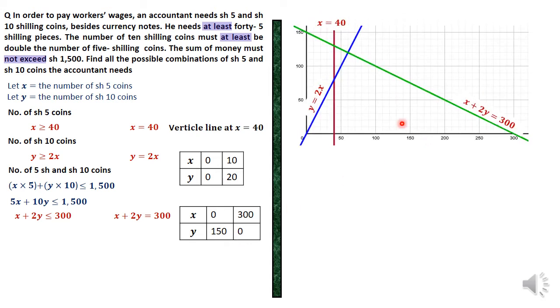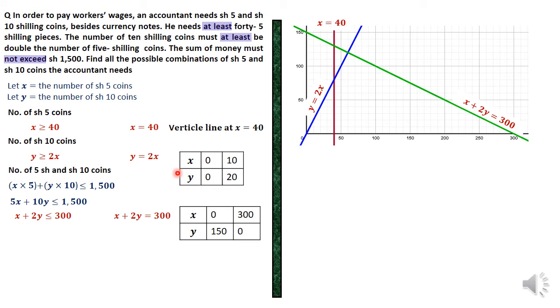Now before us is the Cartesian plane, the drawing of the 3 lines, and they're labeled x equals 40, y equals 2x, x plus 2y equals 300. Remember, in this case I don't have y greater than 0 or x greater than 0 because those are overshadowed by the operation we're going to be doing here.